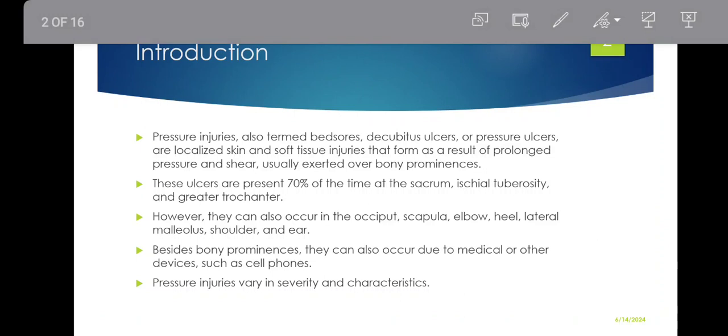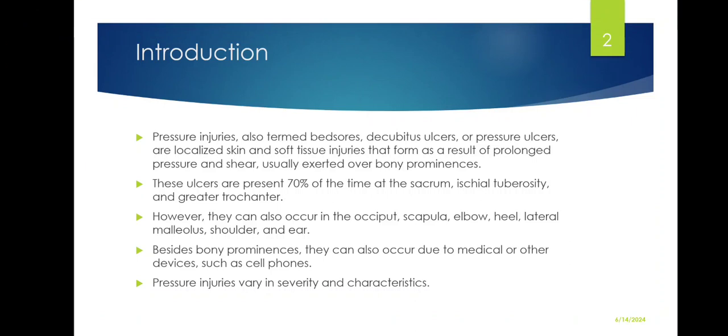Pressure injuries, also termed bed sores, decubitus ulcers or pressure ulcers, are localized skin and soft tissue injuries that form as a result of prolonged pressure and shear force usually exerted over bony prominences. These ulcers are present 70% of the time at the sacrum, ischial tuberosity, and greater trochanter, which are the common pressure areas. However, they can also occur in the occiput, scapula, elbow, heel, lateral malleolus, shoulder, and the ear. Besides bony prominences, they can also occur due to medical or other devices such as cell phones. Pressure injuries vary in severity and characteristics.